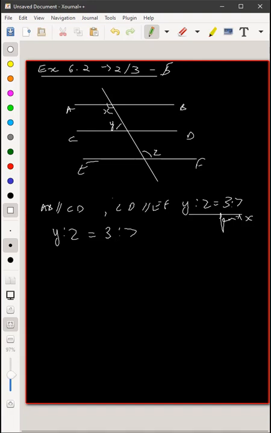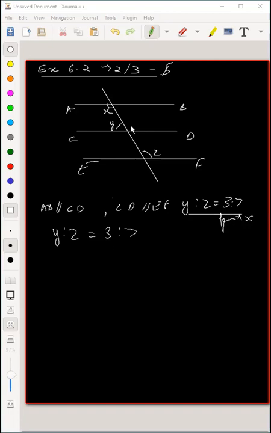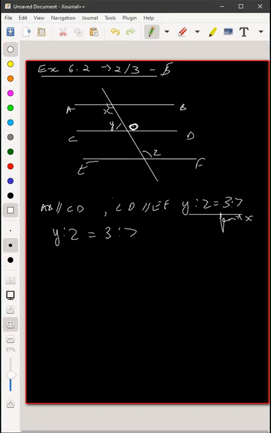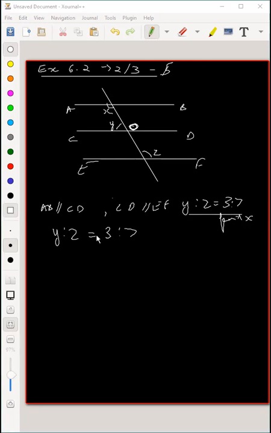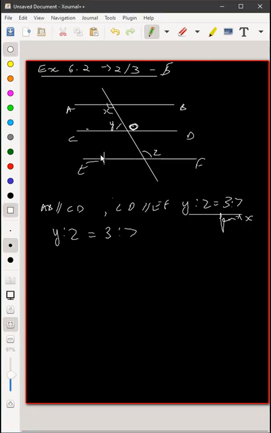Think, how can we solve this? We're given that this is O, and all three lines are parallel. Sharon, look here. Y plus angle O, what will be the measure? Sharon, what will be the measure of Y plus O? Sir, I don't understand the question.